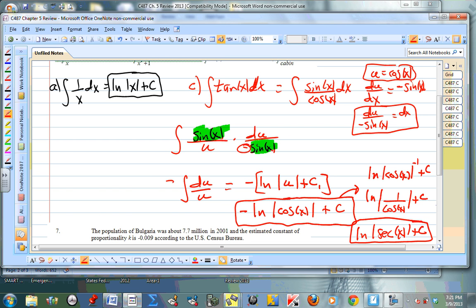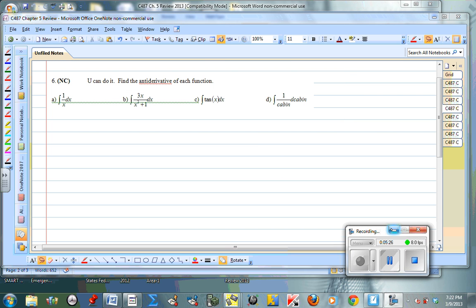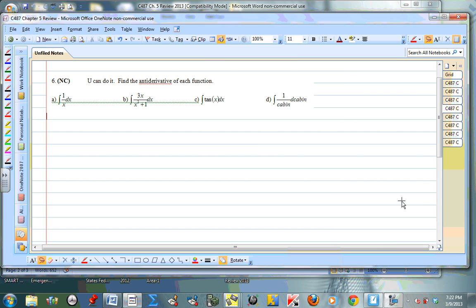Now, if you want to look at this solution for part C any longer, press pause because it's going to disappear to make room for part D in 5, 4, 3, 2, 1. Okay, now part D. If you want to see the solutions to either part A, B, or C, just rewind the video a little bit and you can see them again.